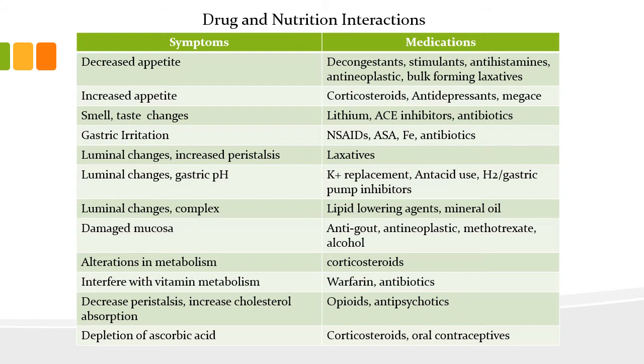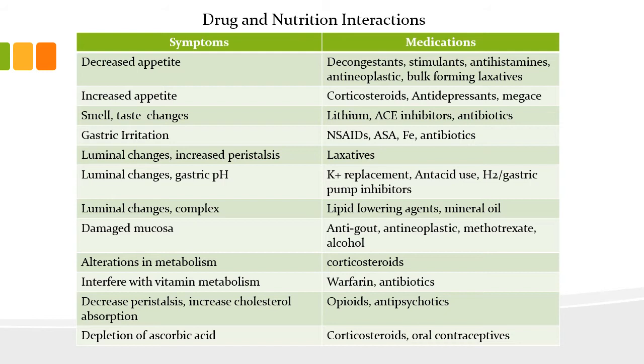Thinking about damaged mucosa within the oral and nasal pharynx area, things such as anti-gout drugs, anti-neoplastics, methotrexate, alcohol, and a lot of your cancer treatment drugs, things just don't taste the same. The oral mucosa has been damaged, and it makes it difficult for patients to eat. Corticosteroids alter metabolism. Warfarin or Coumadin and antibiotics can interfere with vitamin metabolism.